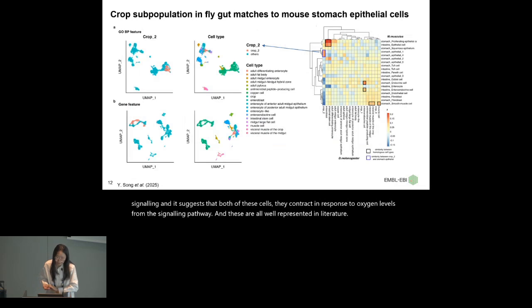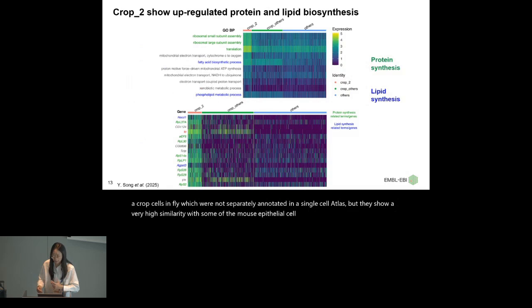So we proceed to apply this to a more complicated dataset, which is the fly gut and the mouse stomach and intestine. And here I will highlight the result that we found a subgroup of crop cells in fly, which were not separately annotated in the single cell atlas, but they show a very high similarity with some of the mouse epithelial cell types. So in order to understand what is going on in this subgroup of crop cells, we plotted the upregulated GO BP terms and genes in this subtype compared with other crop cells and compared with any other cells.